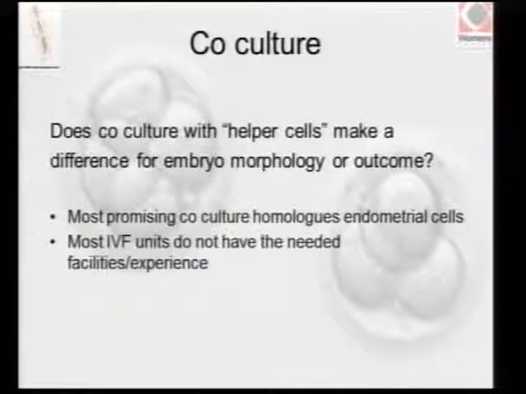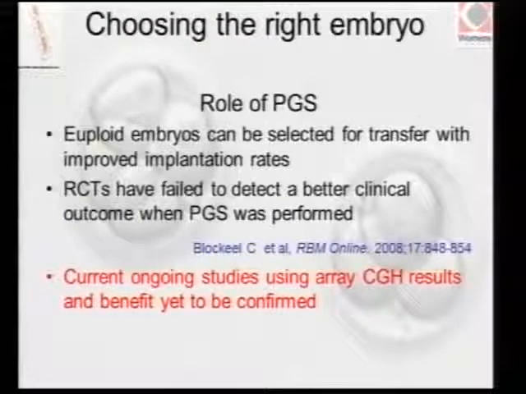Does co-culture help? Co-culture is culturing the embryos with some other human cells. These are called the helper cells. Would the helper cells make a difference for embryo morphology or the outcome? The most promising co-culture is culturing the embryos along with endometrial cells, but the majority of IVF units today do not have the needed facilities or experience to do this co-culture adequately, and if you do not have the expertise, it cannot be attempted. And choosing the right embryo is the next great thing.